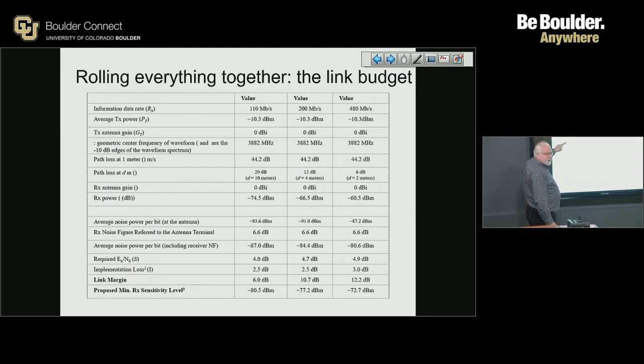There's a center frequency, because remember, path loss is a function of frequency as well as distance. So path loss at 1 meter is 44.2 dB. Remember, we talked about the path loss equation last time. So that's that PL at 0, PL 0. So that's at 44.2 dB for this particular frequency. So path loss at a certain distance away, 20 dB at 10 meters, 12 dB at 4 meters, 6 dB at 2 meters. So this is just showing path loss.